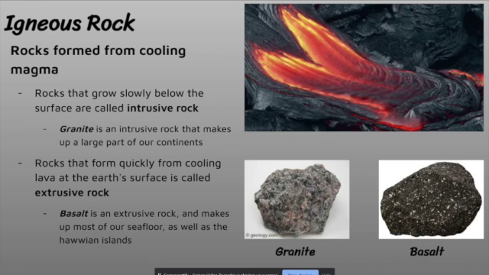Basalt is a type of extrusive rock that makes up most of our seafloor, and basalt also makes up a lot of other landforms like the Hawaiian Islands and Iceland. Islands like that are volcanic islands that are also made of mostly basalt rock.